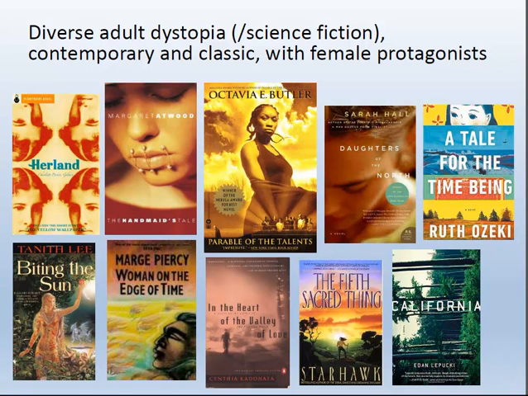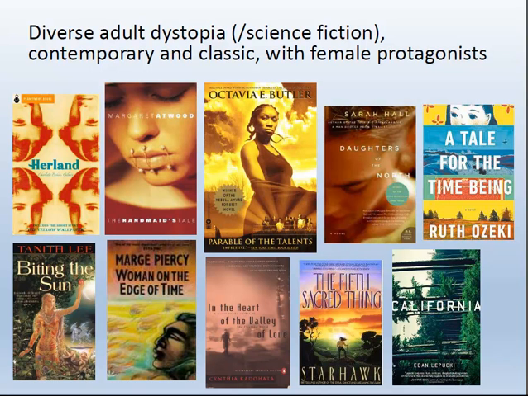Daughters of the North. So Daughters of the North and Biting the Sun are both by British authors. We've got The Fifth Sacred Thing by Starhawk, which is an interesting kind of future of hippies. Two really recent novels that I put in this category, even though others might not.